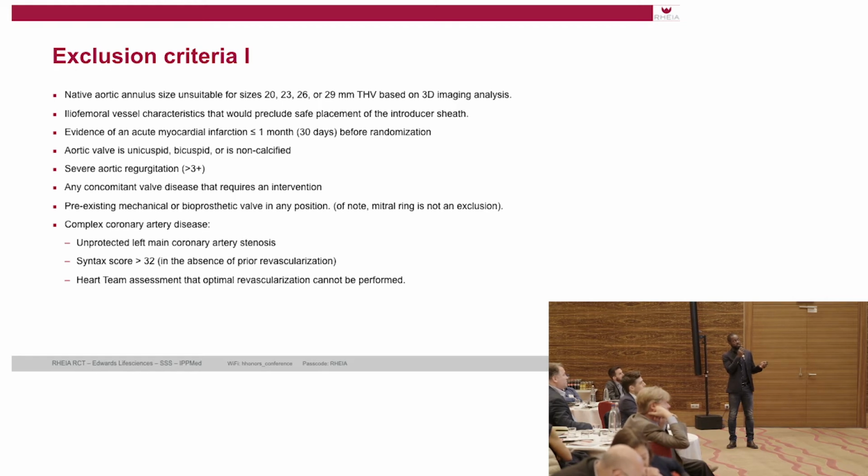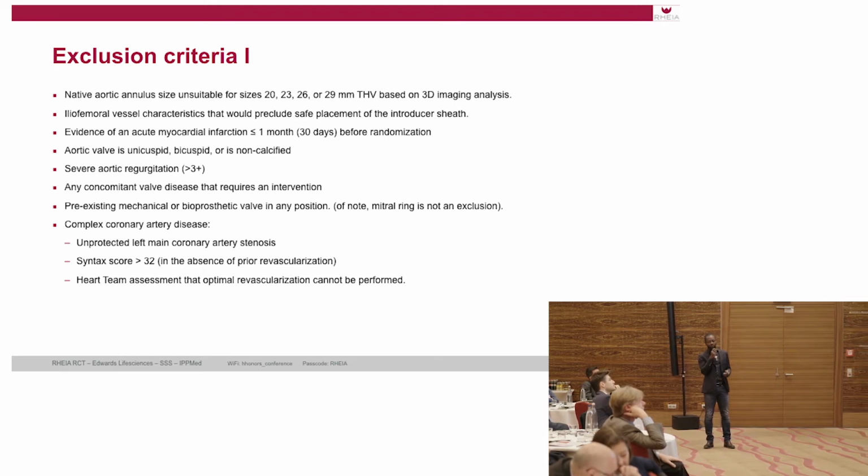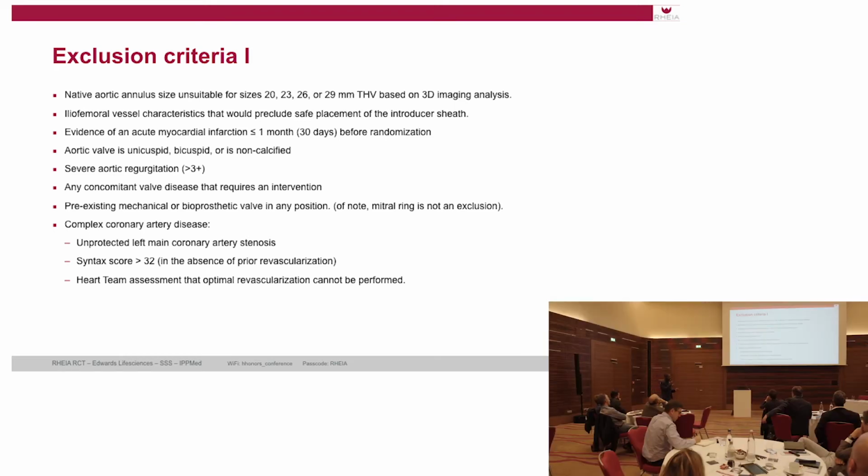Every patient needs a CT scan, and we have to make sure that the annulus is in the range of a 20, 23, 26, 26 S3 or S3 Ultra, or 29 S3. The 29 will be the S3. There is no 29 S3 Ultra. So the vessels have to be compatible with adequate transfemoral access for the introducer, whether it be the 14 French or the 16 French E-sheath.